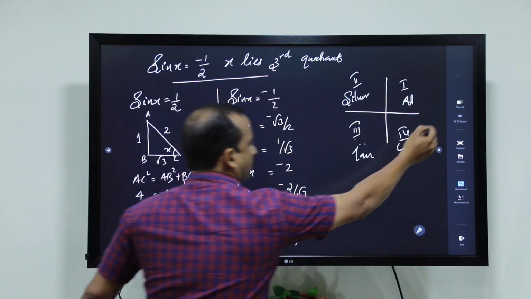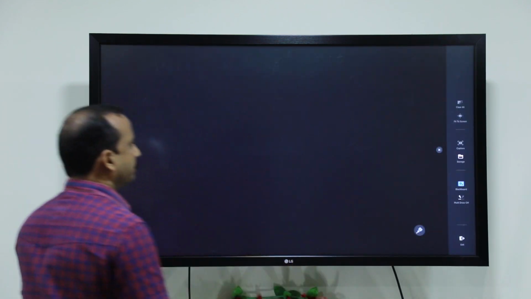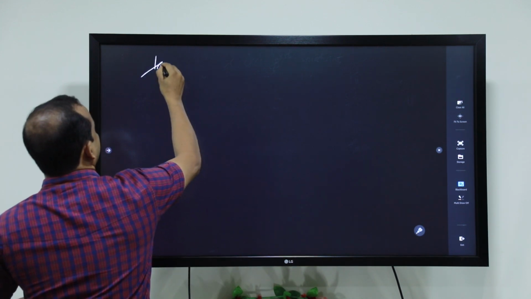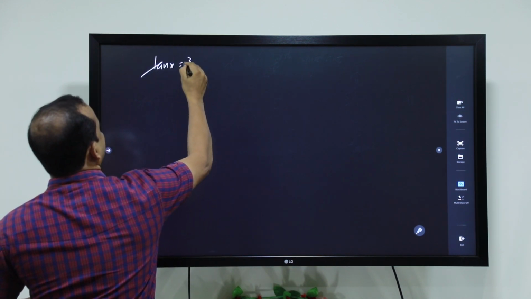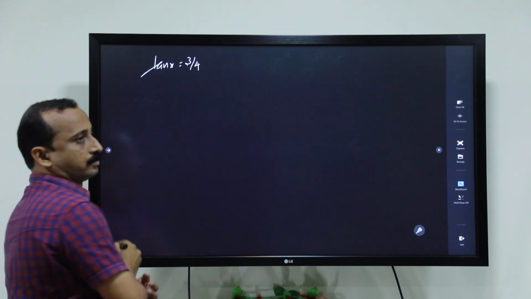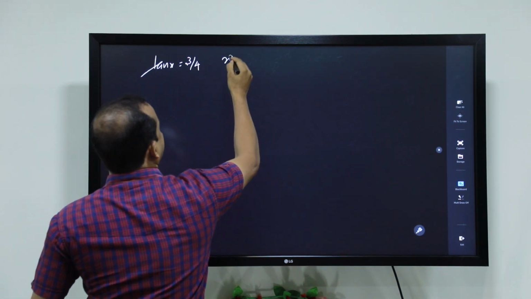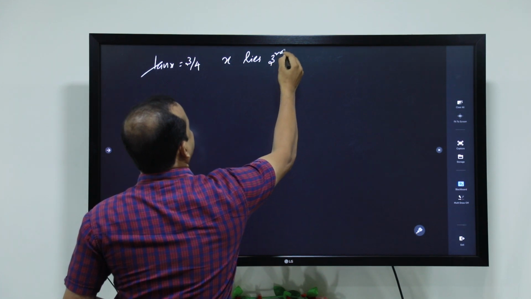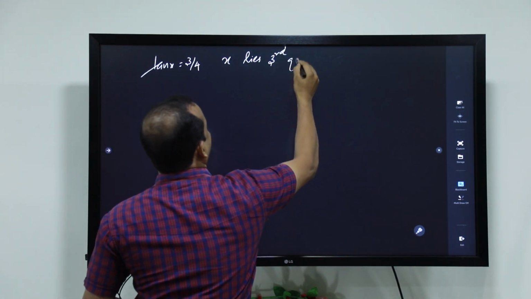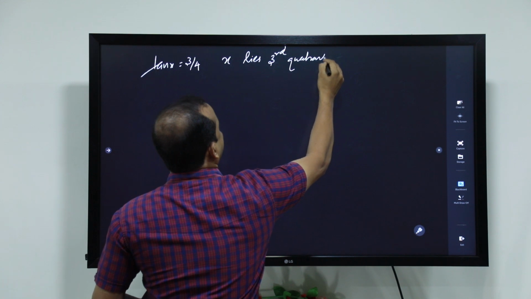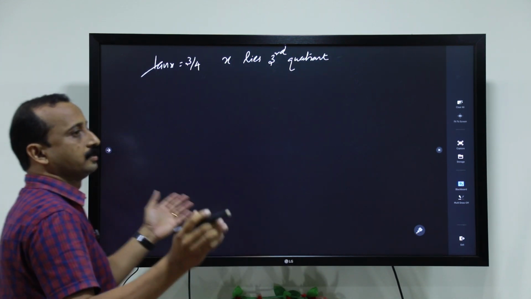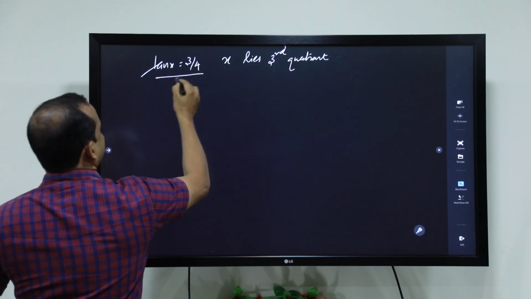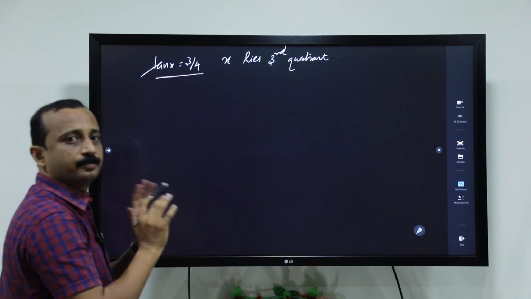Now, let's discuss one more question based on this type of problem. Tan x is equal to 3 divided by 4, and x lies in the third quadrant. Find all other five trigonometric functions. Tan x is already a positive value.